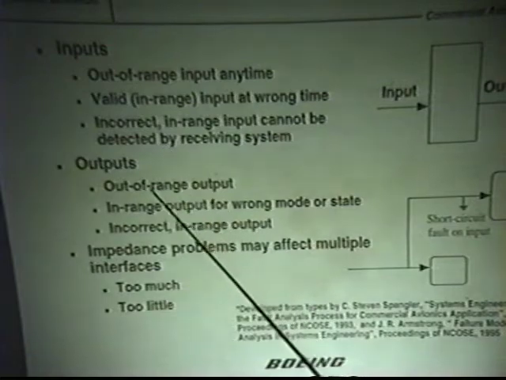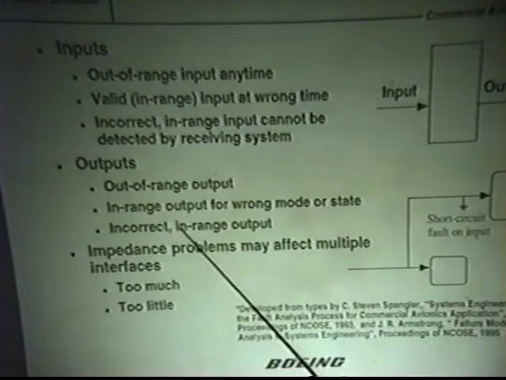Outputs, three types. First one is it's out of range. Second, it's an in-range output, but it's in the wrong mode or state. And third, it's in range, but it's the wrong value, so I call it incorrect. It has the wrong value.